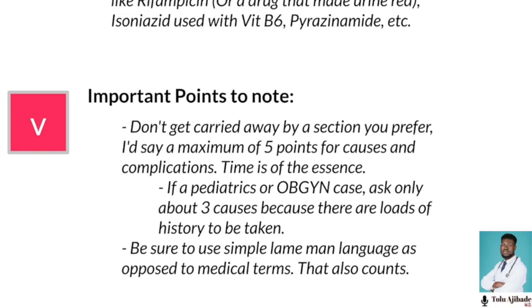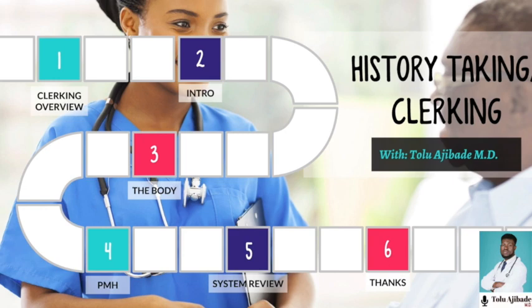And one other thing you need to know is that for pediatrics and obstetrics and gynecology, if you notice, I mentioned we'll have to take a pediatric history. For pediatrics, we have to take an obstetrics history, a gynecological history for an OBGYN case. So I would advise you just ask 3 causes, okay, in those cases. Just 3 causes, 3 complications, and move on. Because there are loads of history to be taken in those cases, okay? And be sure to use simple layman language. Use the common man language as opposed to medical terms, because that also counts as being a good history taker, okay? The next step, past medical history.